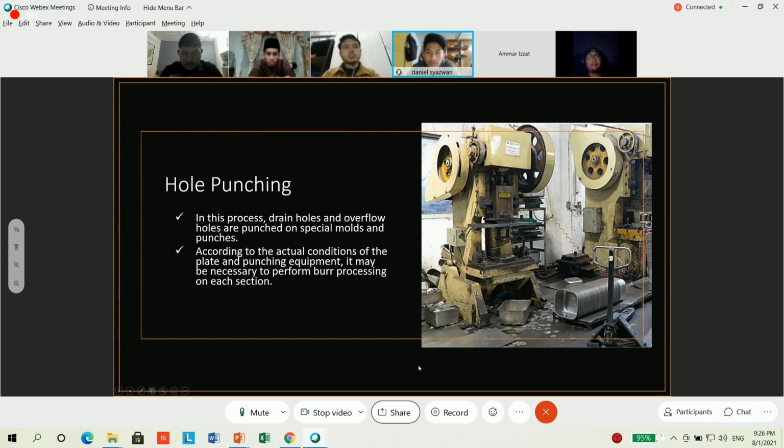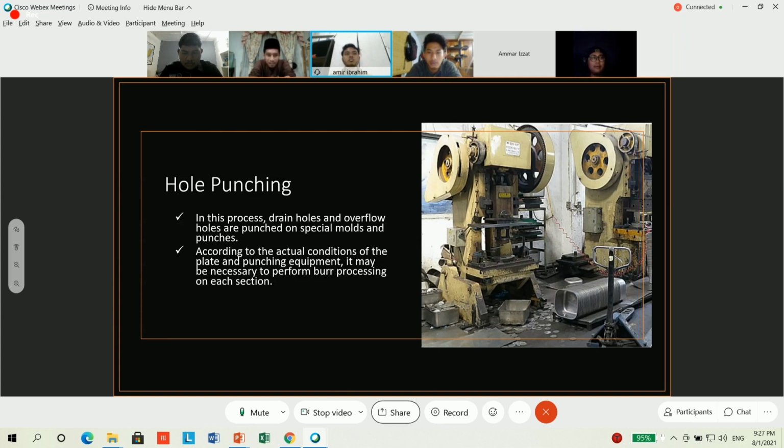Okay, my name is Muhammad Amir bin Ibrahim. So I will continue to explain about the process of making kitchen sink. First process is hole punching. In this process, drain holes and overflow holes are punched on special molds and punched according to the actual condition of the plate. And with the punching equipment, it may be necessary to perform burr processing on each section.